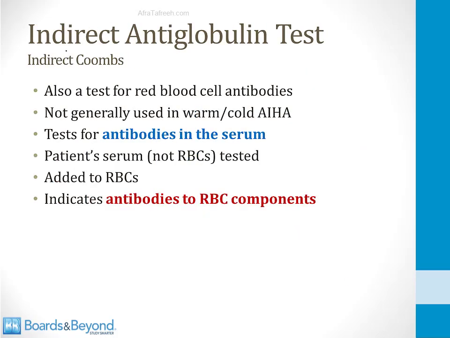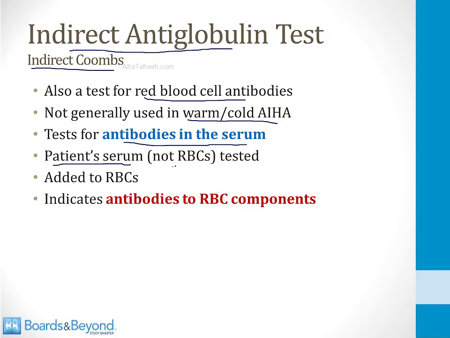Now you may be aware there is another test called the indirect antiglobulin test or indirect Coombs test. This is also a test for red blood cell antibodies. However, this test is not generally used in warm or cold autoimmune hemolytic anemia. However, let me explain how this test works so you don't get it confused with the direct Coombs test. So this tests for antibodies in the patient's serum. In this test, you are testing the patient's serum, not the patient's red blood cells. You take a sample of the patient's serum and you add it to sample red blood cells, and the test is positive if there are antibodies in the patient's serum to the sample red blood cells you use as part of the indirect antiglobulin test.